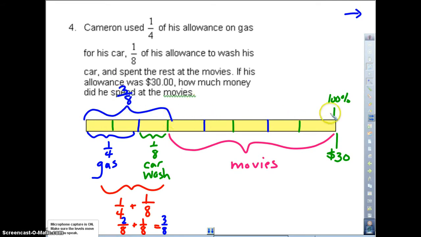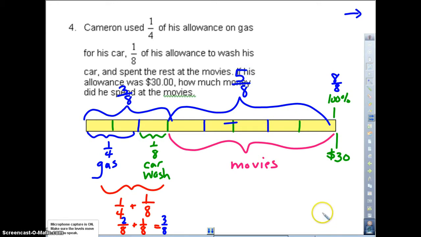So if this right here represents 8/8, then the part of his money that went to the movies was how many 8ths? 1, 2, 3, 4, 5, 6. Yeah, that was 5/8. I just took this whole bar, this $30, and divided it up into 8 equal pieces, and 5 of those pieces were spent at the movies.